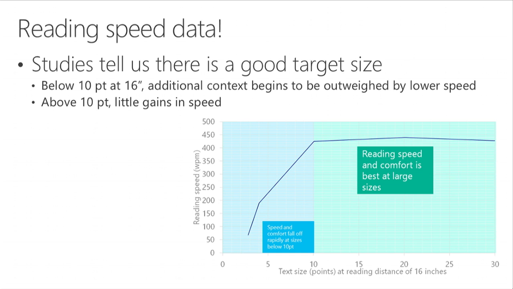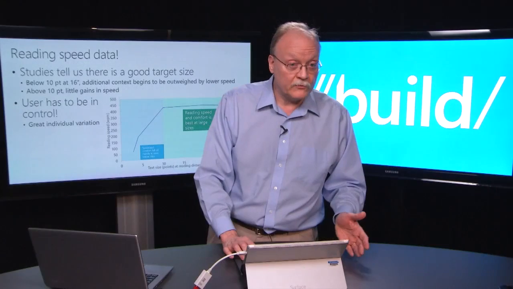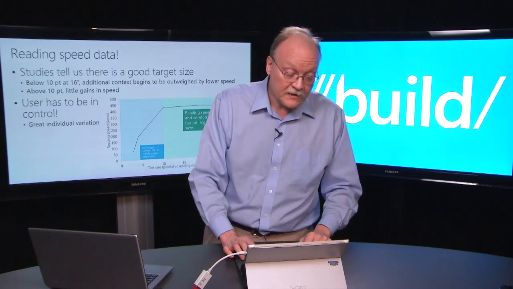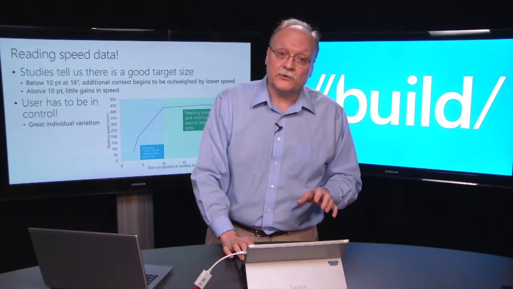Now, this is an important point here. Not everybody is the same. Individual users have to be in control of things. For one thing, as we age, that curve traditionally drifts a little bit towards the right. We begin to lose the ability to read as quickly, even with lenses, just because our eyes are aging. And even in a given age group, there are different kinds of reading that people do.